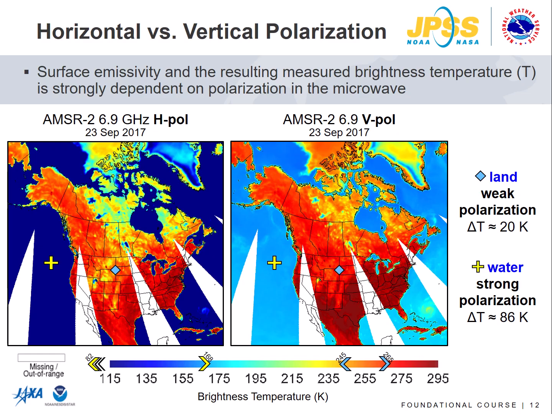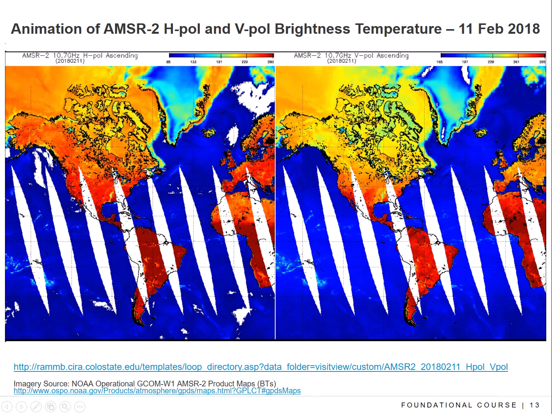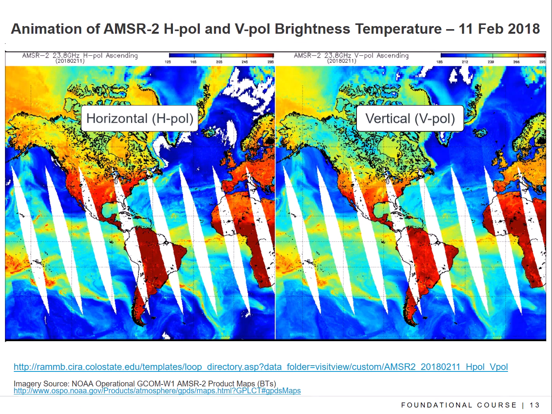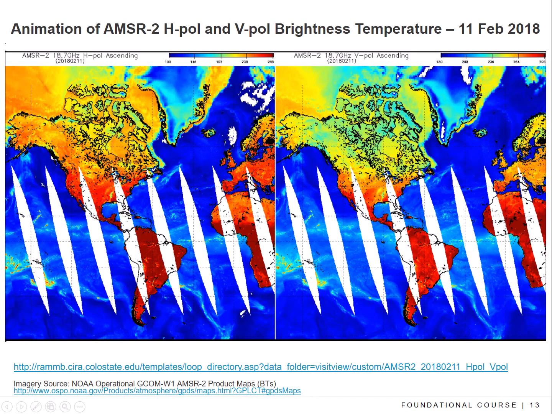With a bit of background knowledge, the differences between horizontal and vertical polarization measurements can be used to help determine if snow or vegetation is present, among other surface characteristics. This is an animation of AMSR2 imagery comparing horizontal and vertical polarization. We can see how the clean window channel at 6 GHz moves towards a dirtier window at 89 GHz.